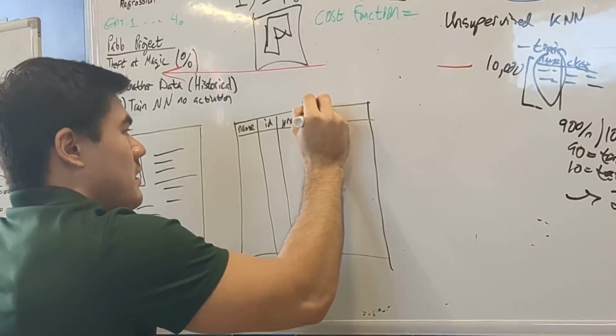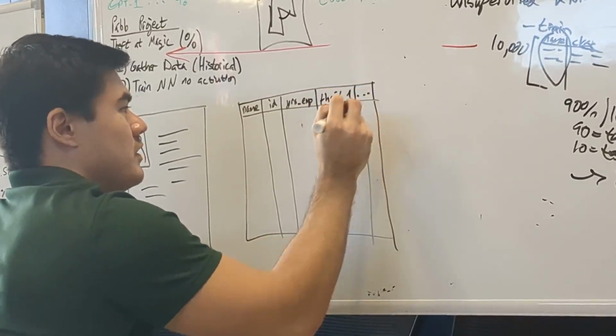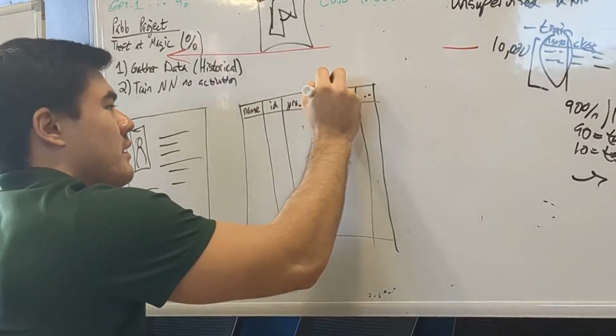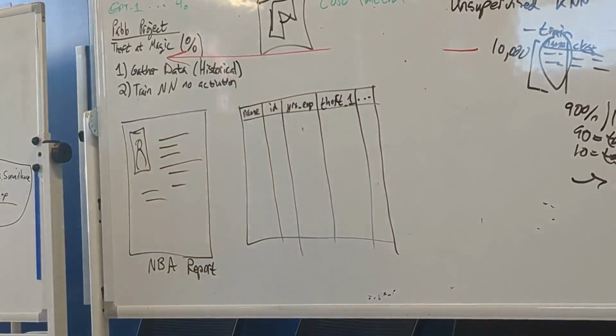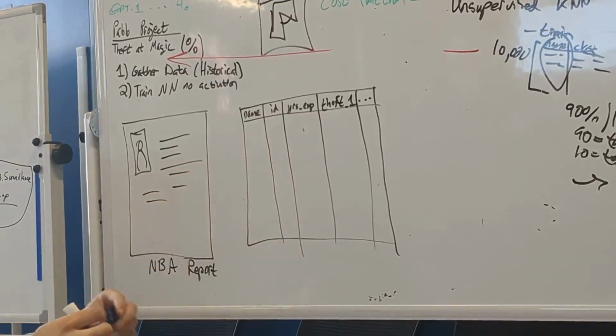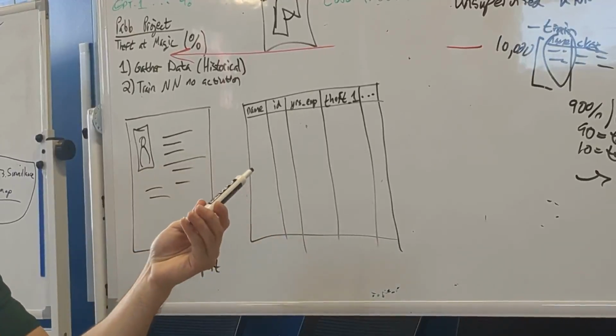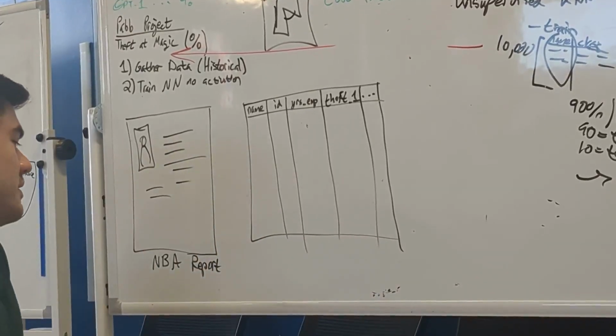Employment, and then we'll do theft 1, which will be the theft percentage for the first game, theft 2 for the second game, yada yada yada, right? So we want to get into this format, but we also want to make sure that this database can be updated later, right? So we'll use a SQL query.